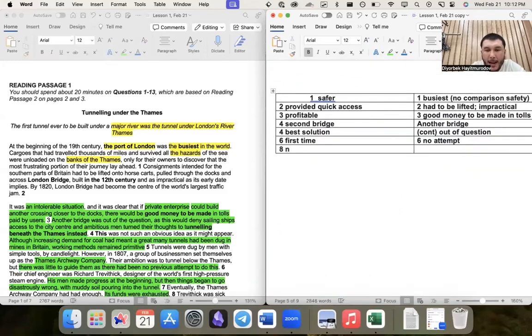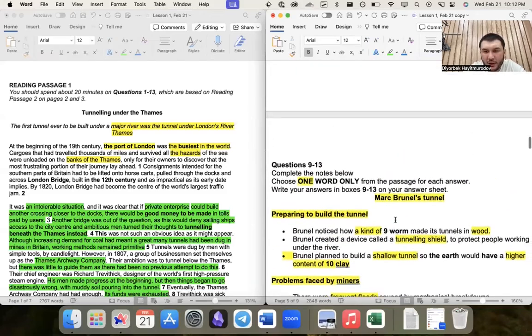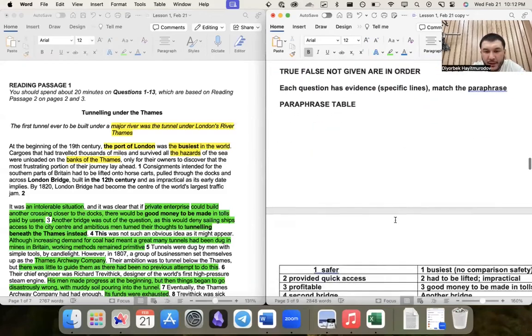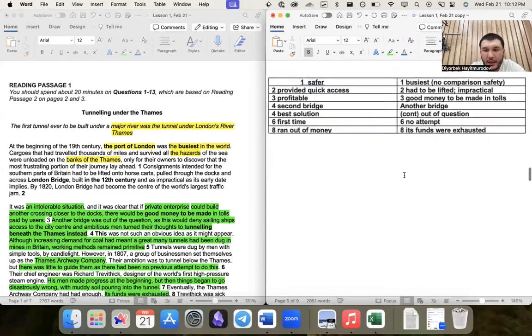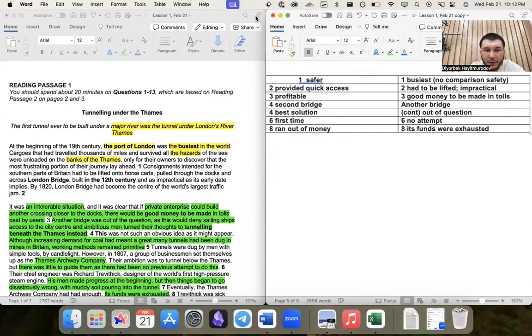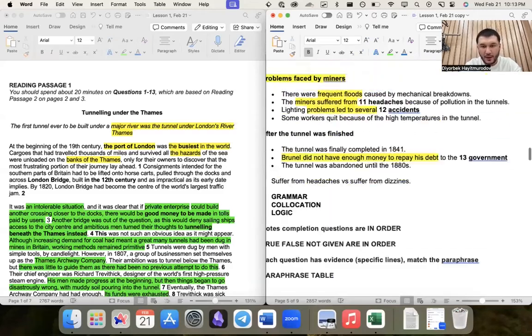Number 8. Ran out of money. Its funds were exhausted, right? Etc. So I'll make the full table for you. But let's do all of them each lesson rather than do twice the work. I think I just need to do it immediately with you. It's much better if we do it together.